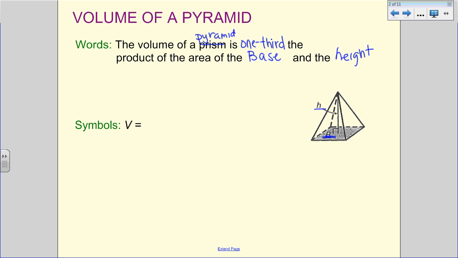So we have to find the area, big B, multiplied by the height, and then we have 1/3 of that. So what does that look like in words? 1/3 big B times H. So remember, this is area, so you've got to use those area formulas for triangles, for rectangles.